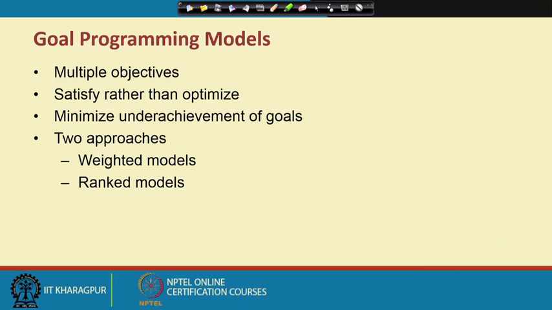That is why specialized techniques like integer programming and goal programming are very effective tools to bring the optimal solution as per the business requirement, as per the societal requirement. So, here our issue is to minimize underachievement of goals, and technically we have discussed several issues in predictive analytics.